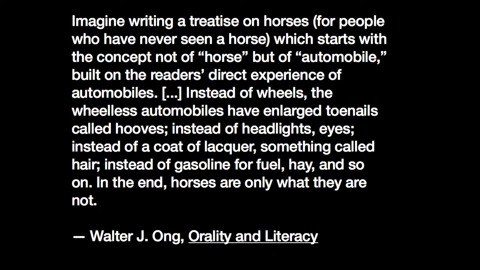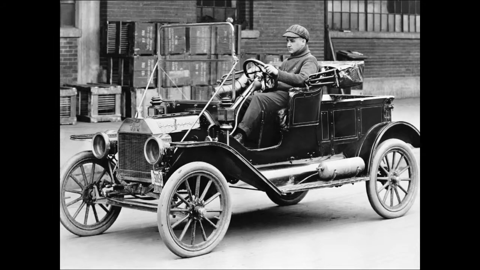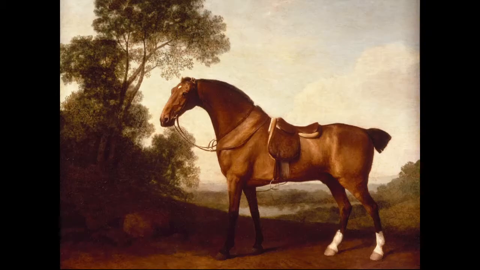Instead of wheels, the wheelless automobiles have enlarged toenails called hooves. Instead of headlights, eyes. Instead of a coat of lacquer, something called hair. Instead of gasoline for fuel, hay, and so on. In the end, horses are only what they are not." So in a sense, Ong unbuilds the car to build a horse, and he reverses the relentlessly forward-moving arrow of time. He ends with a negation. To unbuild the car to build a horse is not to build a horse at all.